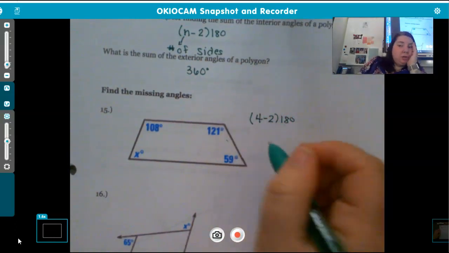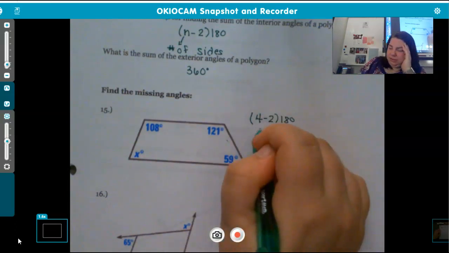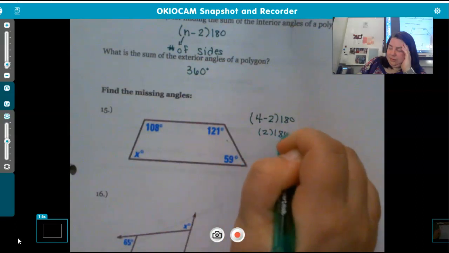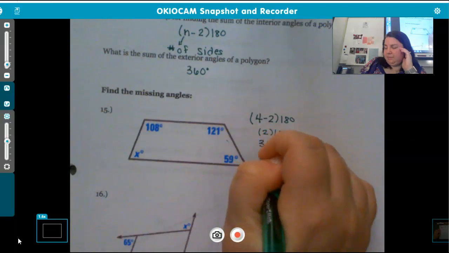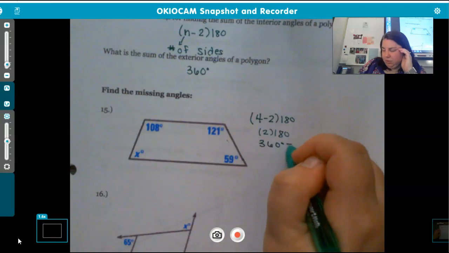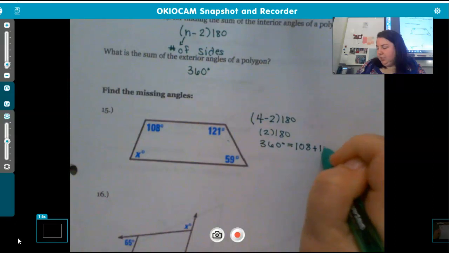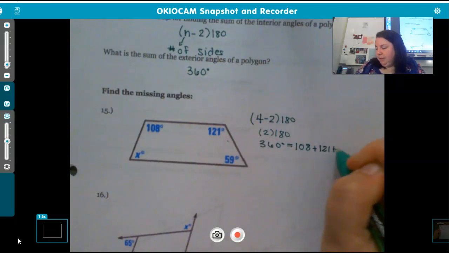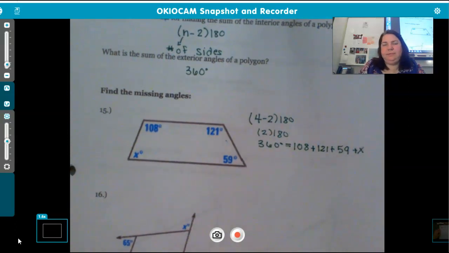What's 4 minus 2? What's 2 times 180? 360. So 360 equals 108 plus 121 plus 59 plus x. If I add all of these together, they equal 360.